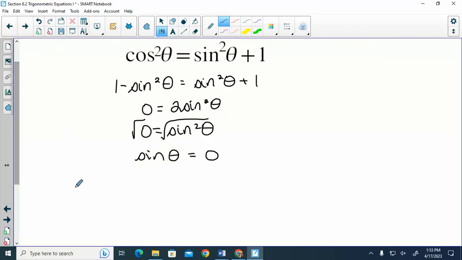So sine of theta equals 0. When is sine 0? Zero and 180. If we're in radians, that's 0 radians and pi radians. I said all solutions, so you'd have to say plus 2 pi k with each of those. 2 pi is the radian equivalent of 360 degrees.